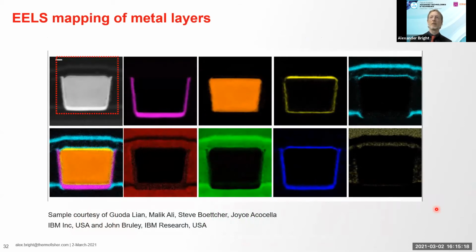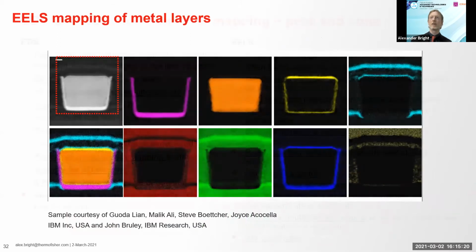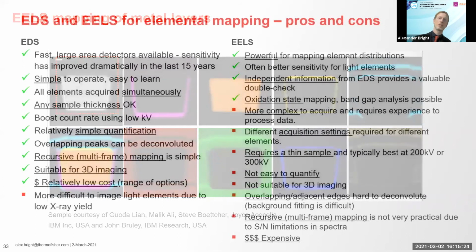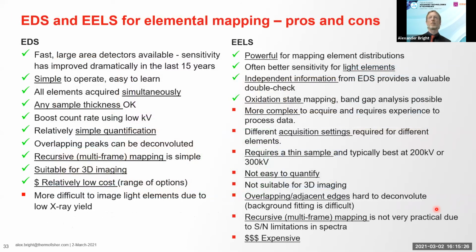And there was a question, I think, earlier about comparing EDS and EELS. So I've actually made a table to try and summarize some of the advantages and disadvantages of EDS and EELS. So first, for EDS, recently, in the last 10, 15 years, very large, fast detectors have become available, and the sensitivity has improved dramatically.